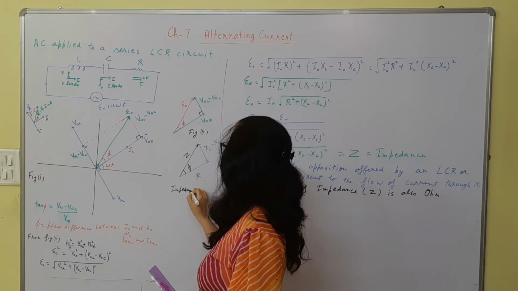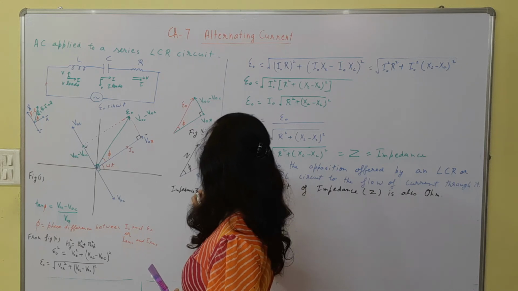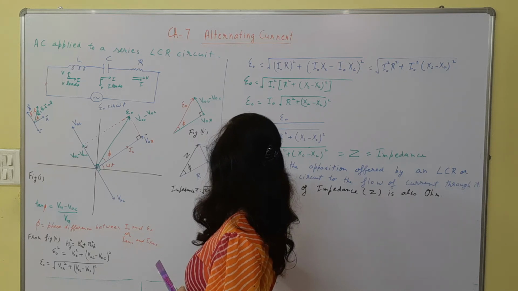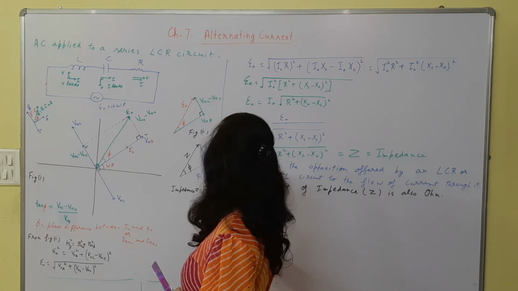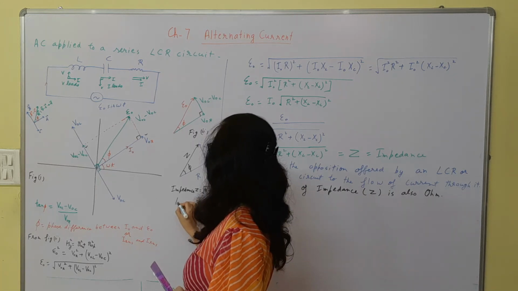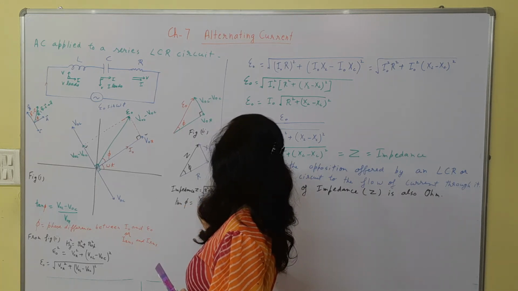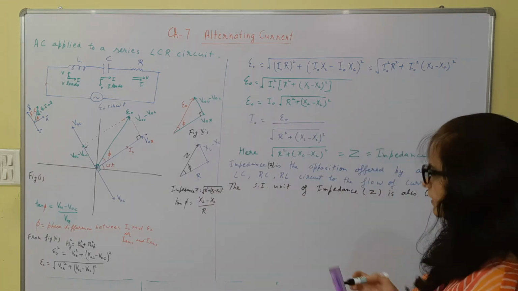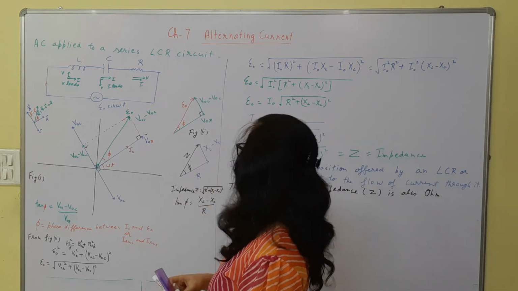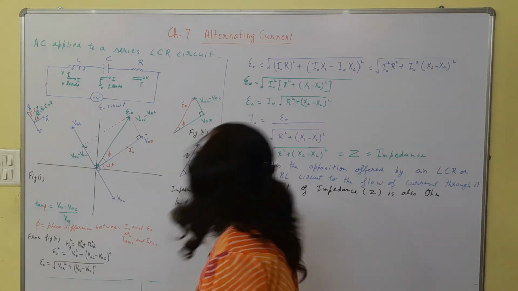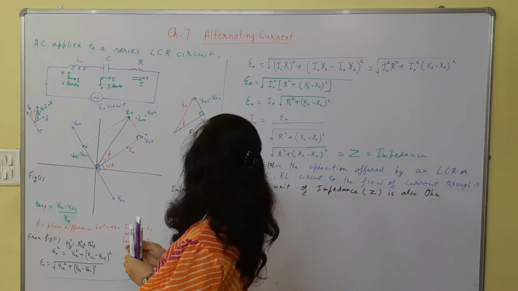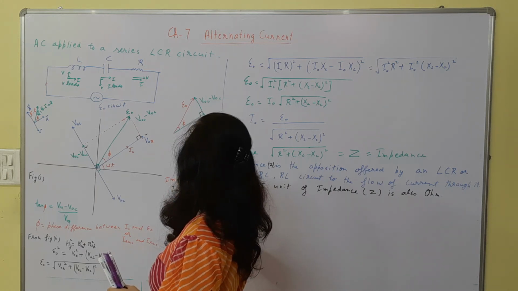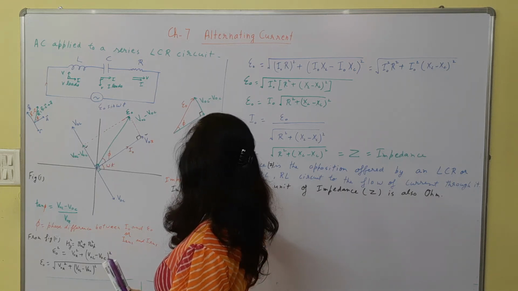So impedance Z is equal to this, and tan phi is also written in this form like this, XL minus XC upon R, right? And this diagram is also called as impedance triangle. This is impedance triangle.